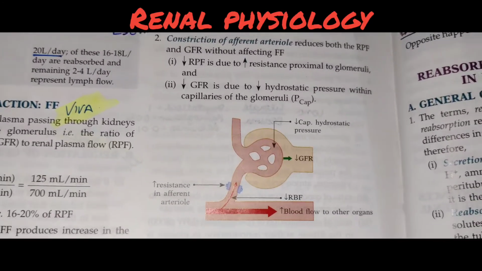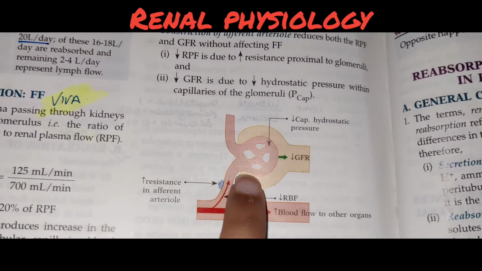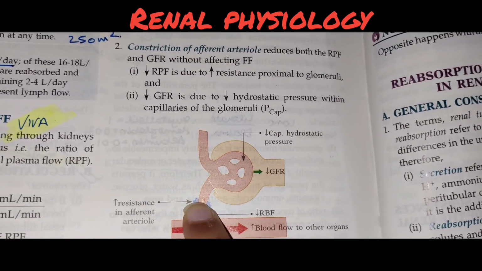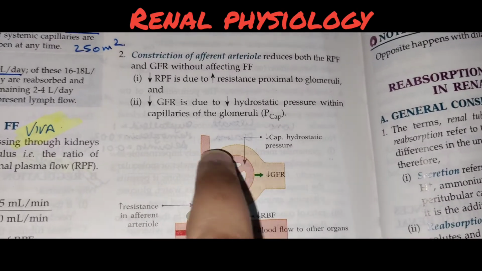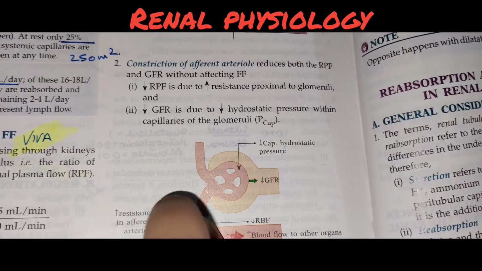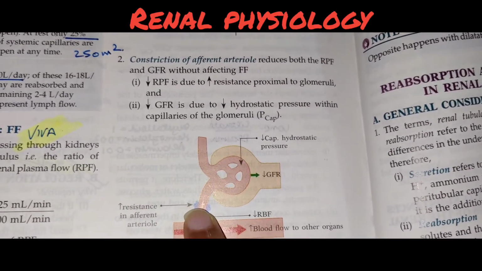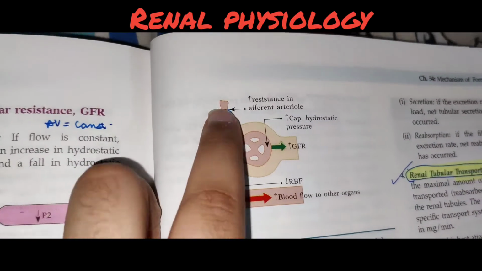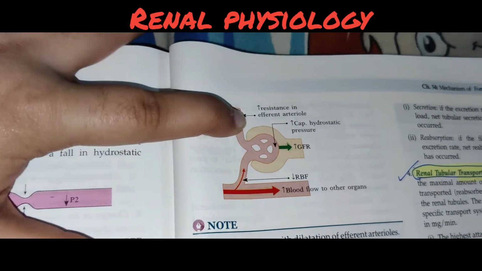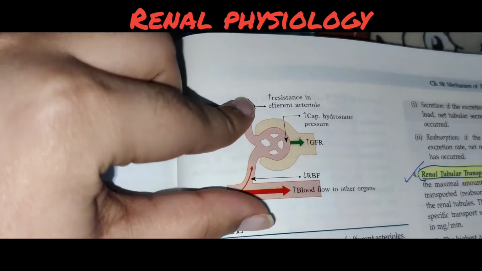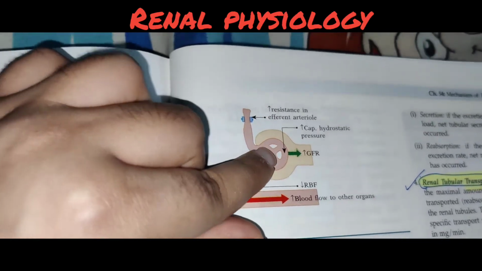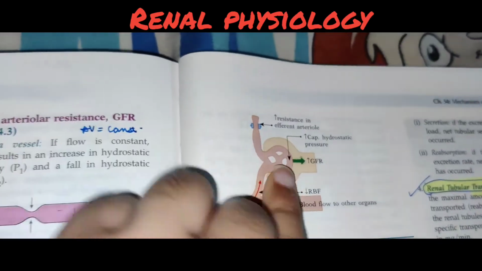So now let's see constriction. Firstly, constriction of the afferent arteriole. So this is the afferent arteriole, this is the capillary, and this is the efferent arteriole. If I constrict this, what will happen? Less blood will come here, so renal plasma flow will decrease, and less blood will be filtered, so GFR will decrease. Another condition: if I constrict this efferent arteriole, total renal plasma flow here will decrease, but in this space more blood is coming, so there will be more hydrostatic pressure, so GFR will increase.